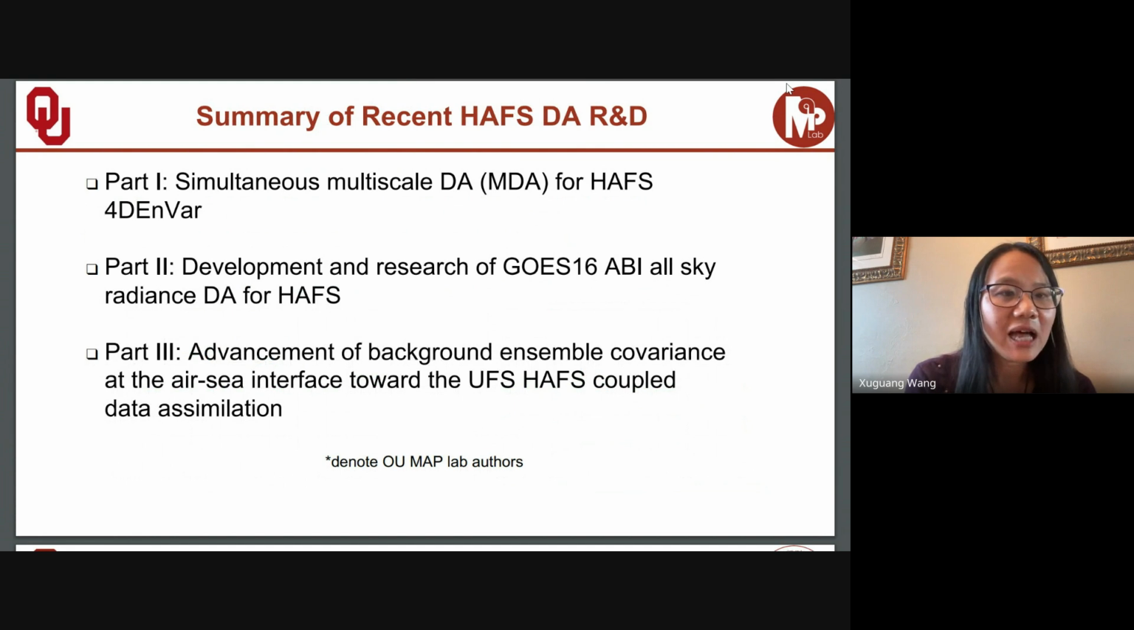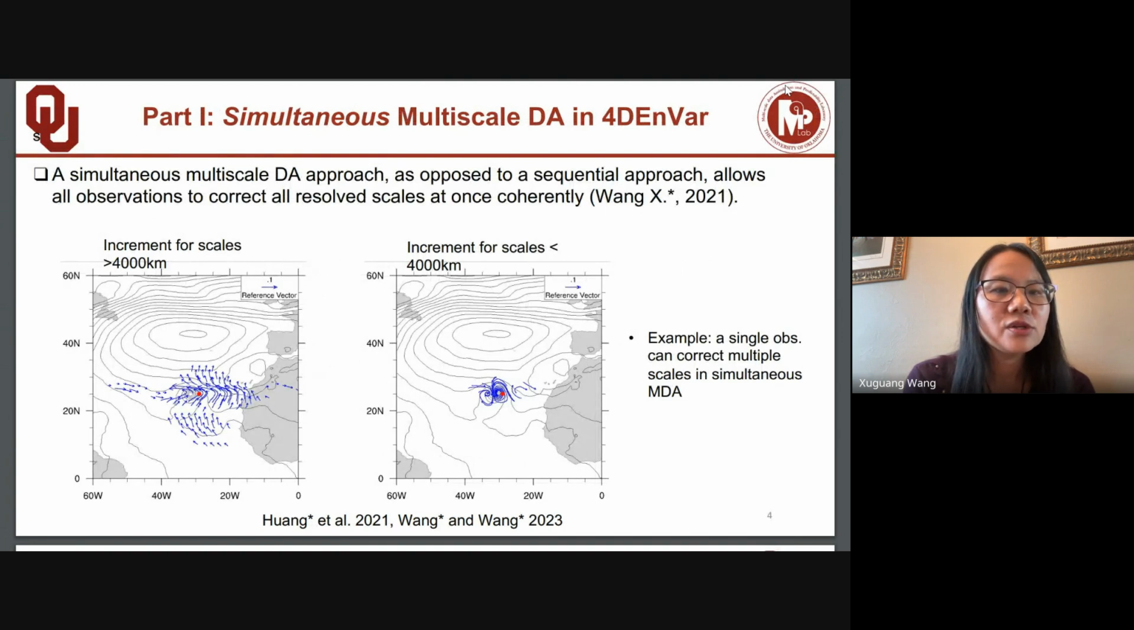So in the rest of the talk, I'll be sharing our recent research development for HAFS DA. I will talk about three topics. The first one is simultaneous multi-scale data assimilation of HAFS 4D EnVar. The second one is the development research of GOES ABI all-sky radiance data assimilation for HAFS. And the third one is about efforts toward the eventual HAFS coupled data assimilation, and here we are focusing on improving the background ensemble at the air-sea interface. Next slide, please. So Daryl actually talked about this multi-scale data assimilation in his talk already.